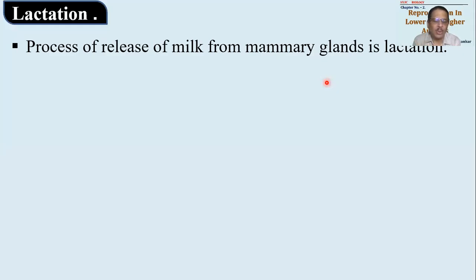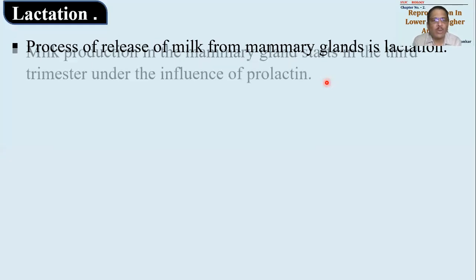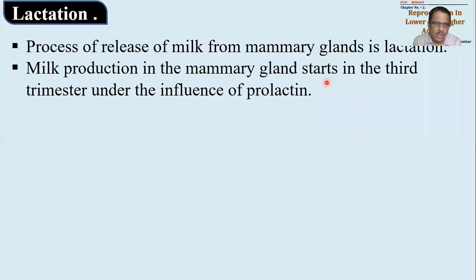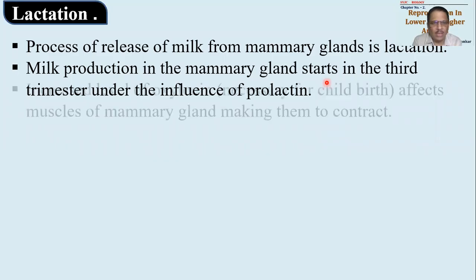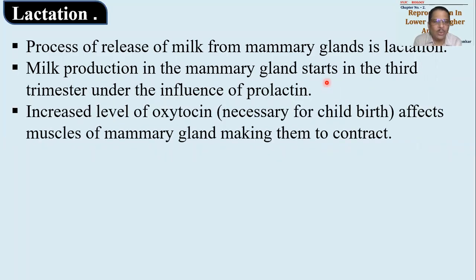Milk will be ready, milk will be produced in the mammary glands, but it will not be released out. To release it, one more hormone is needed, and that hormone is the oxytocin hormone. Yes, the same hormone which is responsible for contraction of the uterus. Okay, so milk production will take place under the influence of prolactin. That's what I told you.